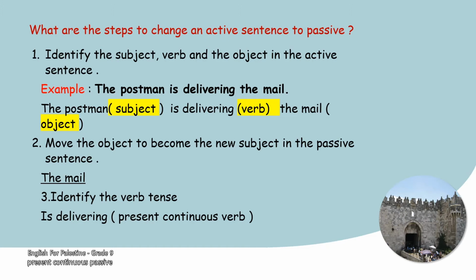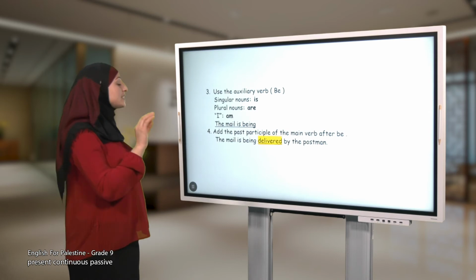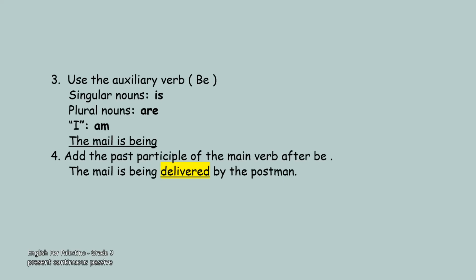Then I will ask myself, what's the tense of this verb? Is delivering. What tense is this? It is present continuous verb. So, since it's a present continuous verb, I will use a verb to be auxiliary, is, am, or are, according to the subject itself. Then I will use being. So, my sentence will be, the mail is, because it's singular, being. The last step is to change the main verb in the active sentence into past participle or verb 3. Let's see. The mail is being delivered by the postman.